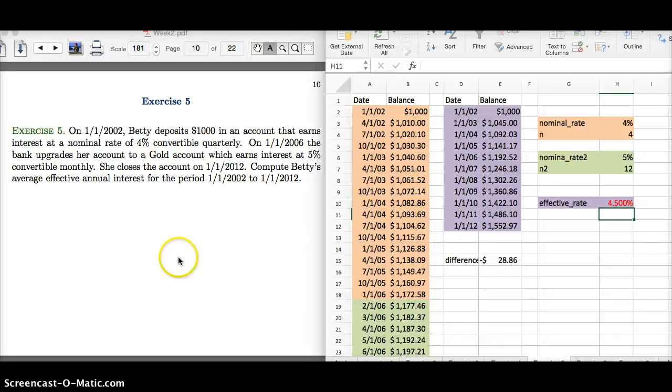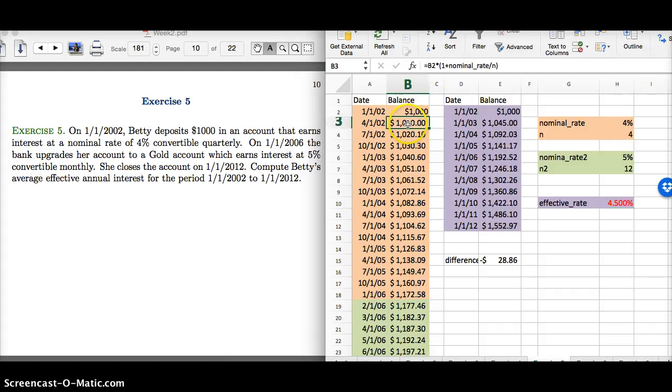In exercise 5, this one is similar to exercise 4 in that we have two different interest rates being applied to this account. So on January 1, 2002, Betty deposited $1,000 and she was earning interest at a nominal rate of 4% convertible quarterly. So again, we have our timeline in quarters. And here's the nominal rate that's given, 4%, and n equals 4.